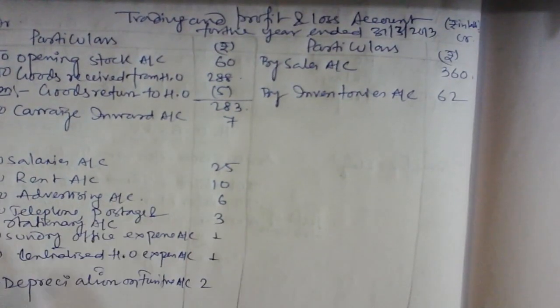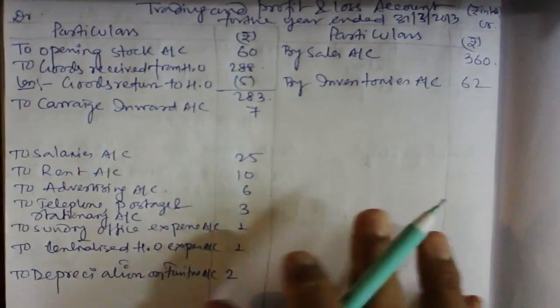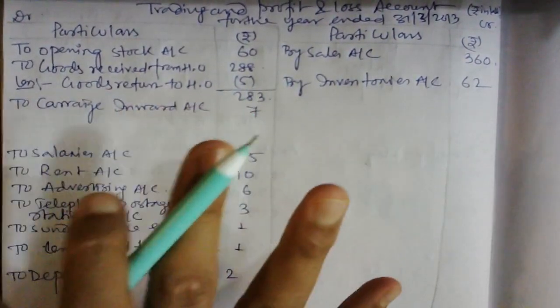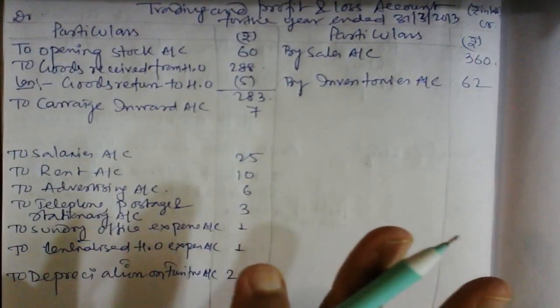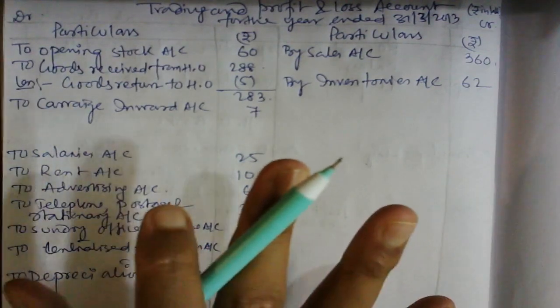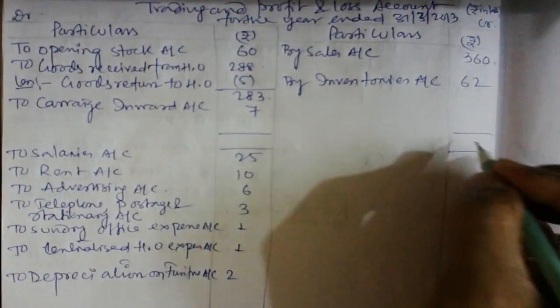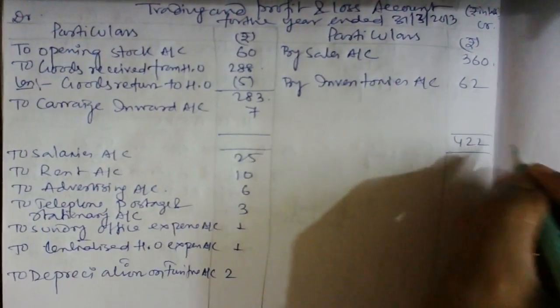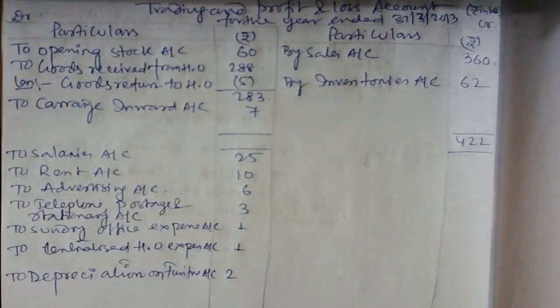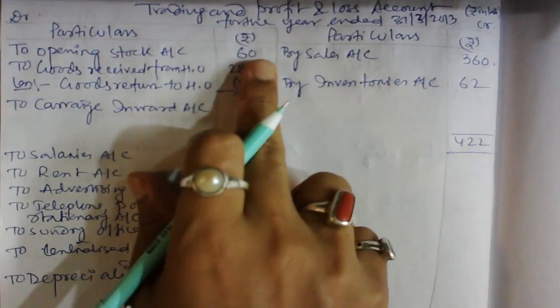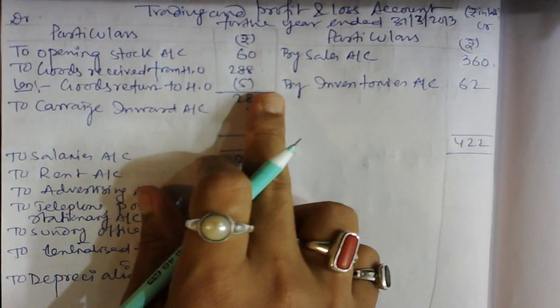Now let's do one thing, first let's take out the GP, guys. We need not do any other entry in the trading P&L. Everything is done. We don't have anything left in the trading and P&L, rather we are going to close it. How much is it? 422 lakhs. If you minus 422 lakhs and 60 lakh, then you find 362 lakh.